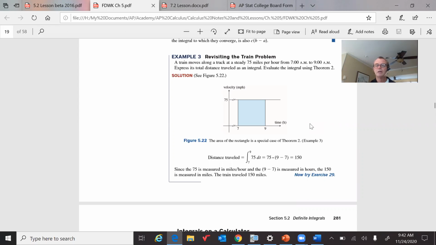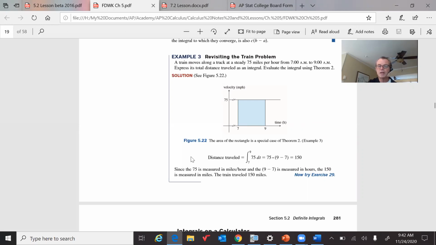So the train is moving at 75 miles per hour for 2 hours, from 7 a.m. to 9 a.m., and you want the distance. Well, distance equals rate times time. So 75 times 2, it would have covered 150 miles. Okay. But it's moving at a constant rate. And the issue is they want you to write this with integral notation.